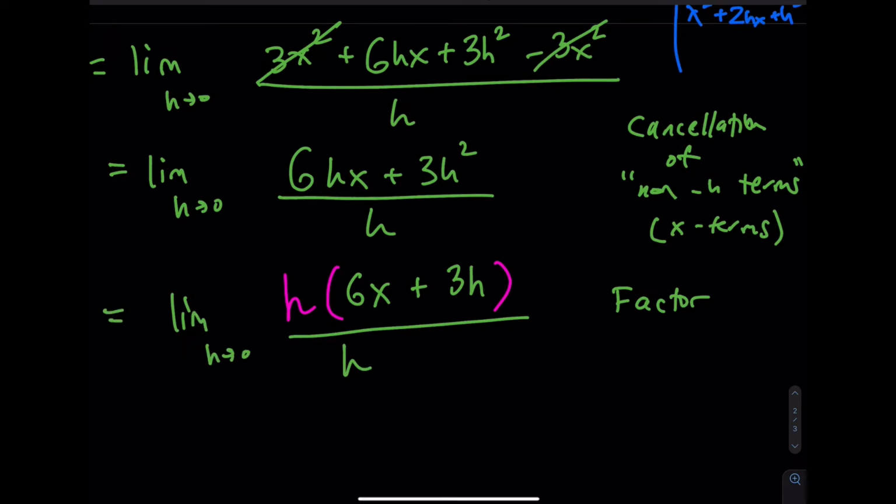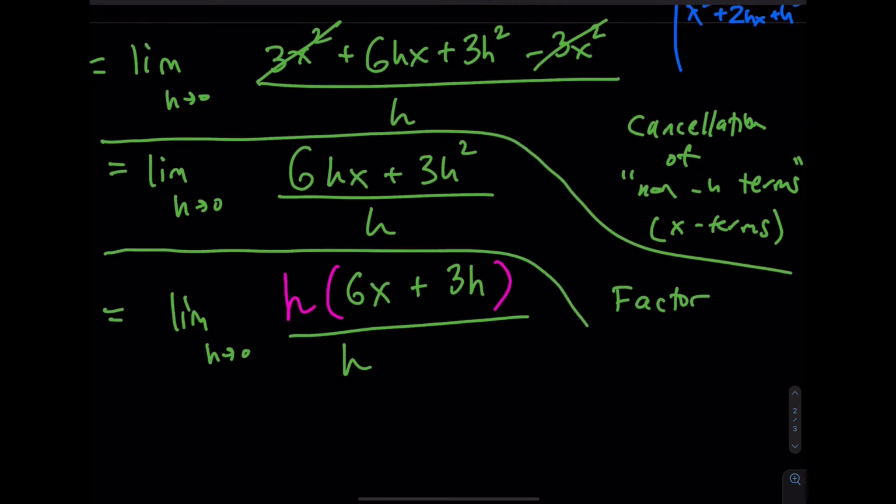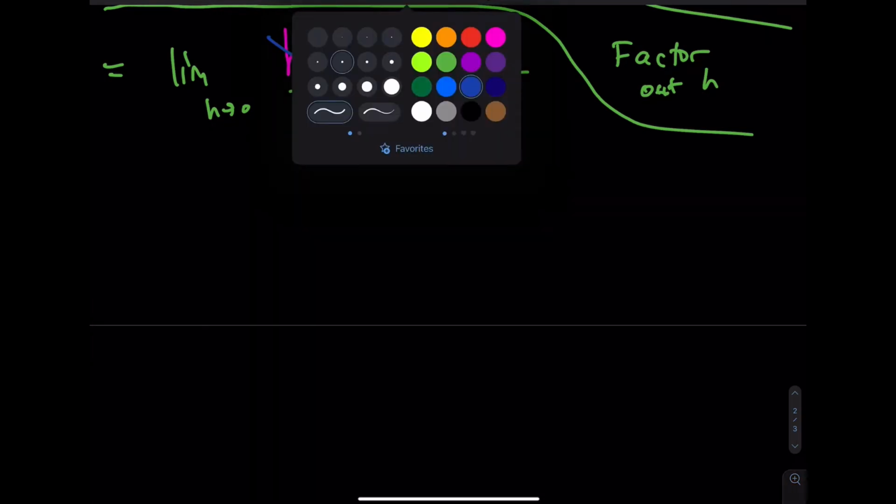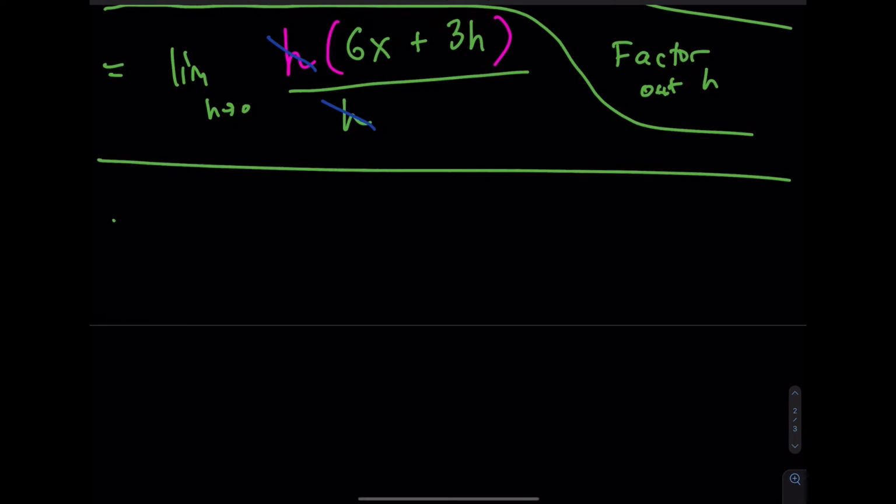I'm going to draw some lines here. This is a really common theme. You're going to factor out h. All right? Now, the whole reason why we factor out h is that we can now cancel. h divided by h is 1. And finally, we can just take this limit.